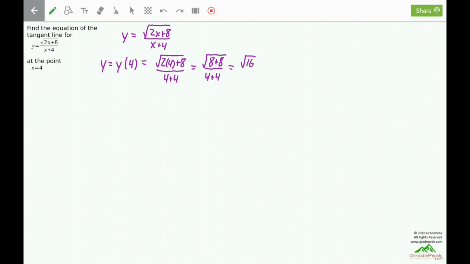8 plus 8 is 16. 4 plus 4 is 8. Square root of 16 is 4, so we end up with 4 over 8, which reduces to 1/2. And we have the point (4, 1/2).